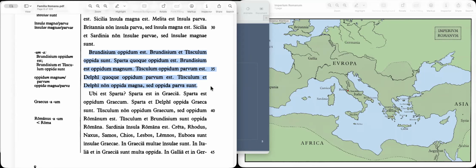Brundisium et Tusculum oppida sunt. Sparta quoque oppidum est. Brundisium est oppidum magnum. Tusculum oppidum parvum est. Delphi quoque oppidum parvum est. Tusculum et Delphi non oppida magna, sed oppida parva sunt.